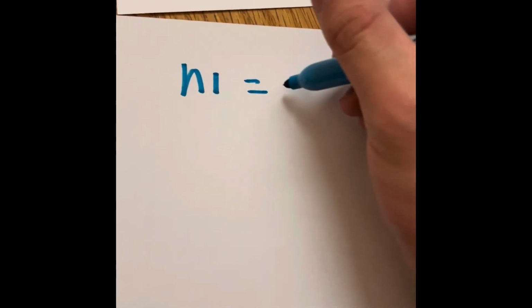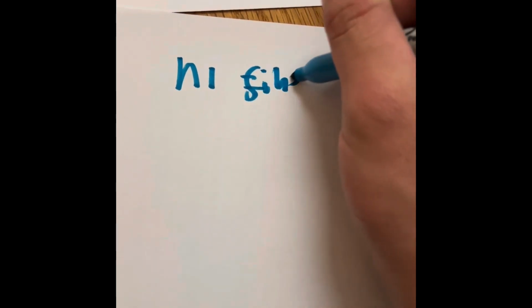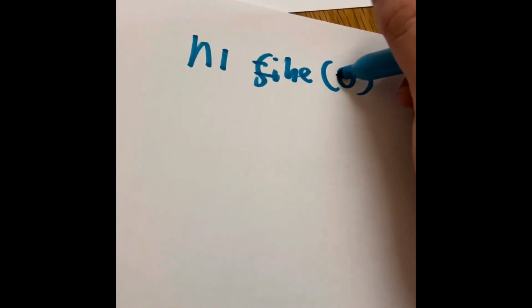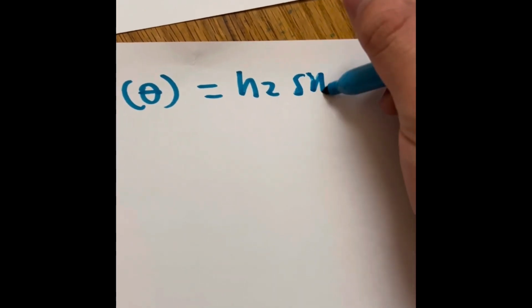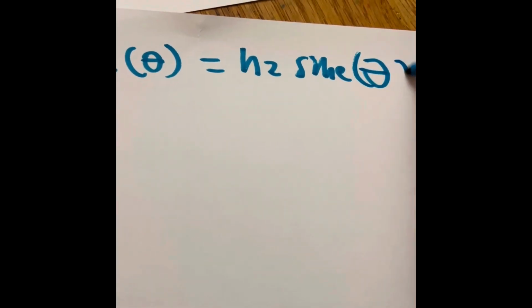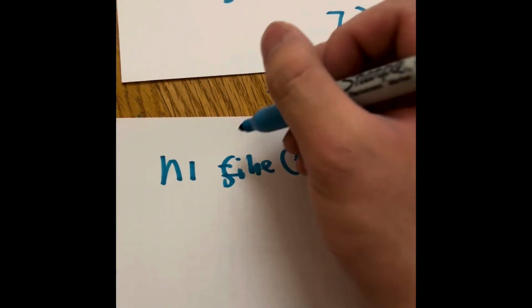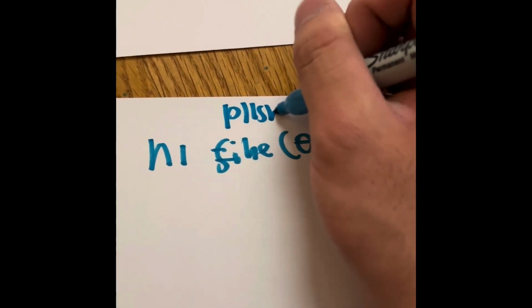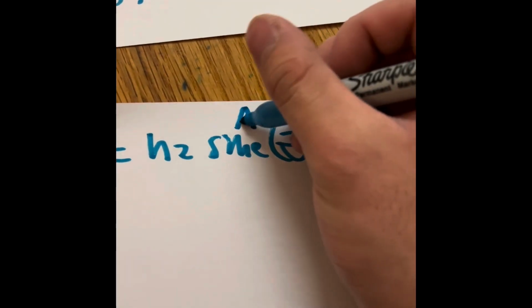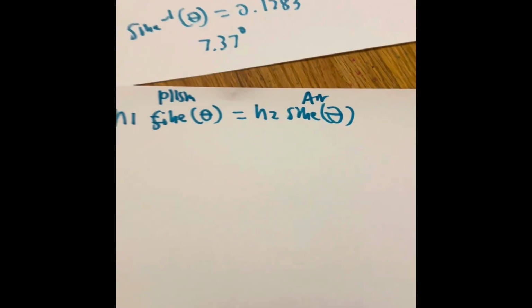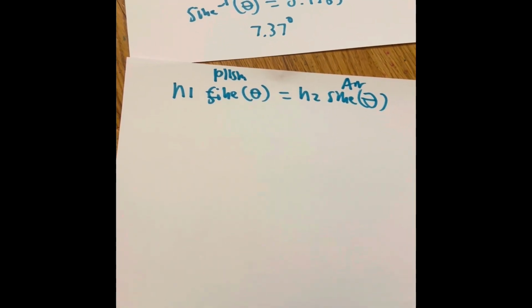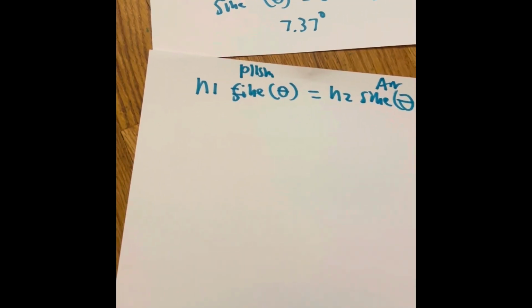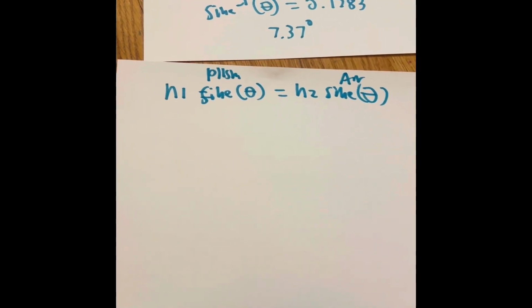So, N1 sine of theta is going to equal N2 sine of theta again. But in this scenario, we're going to go from the prism back outside to the air. And sure enough, when there is air, there is the end. So this is the final thing we have to do in this video.